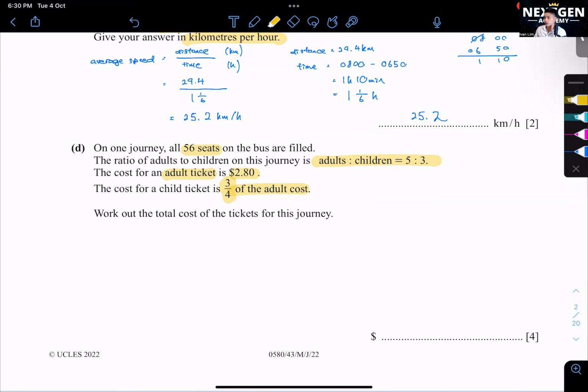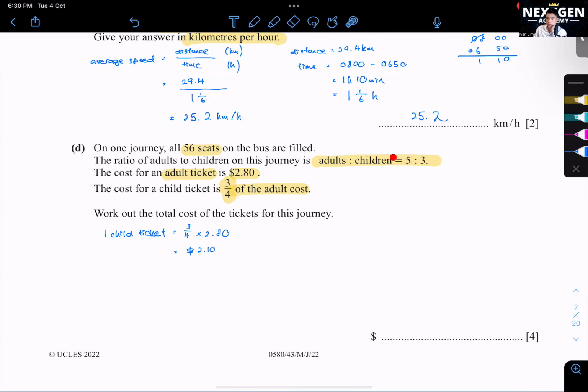Okay, so there are various things that we need to know here. We need to know how many children, how many adults, and then we know the price of the adult ticket. We can calculate the price of the child ticket. So let's just calculate the price of the child ticket first. One child ticket, how much does it cost? 3/4 times 280, and you get 210. Okay, $210.